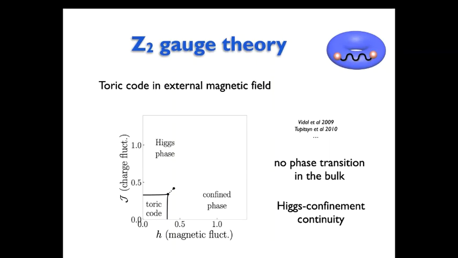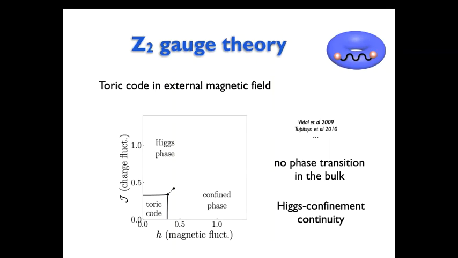And so this is the phase diagram, which people discovered in different ways, numerically. One of the important observations is that there seems to be no phase transition here. There is a first order transition line, which stops here. This suggests, and it's very clear in the toric code language actually, that these two phases or regimes are continuously connected with each other.